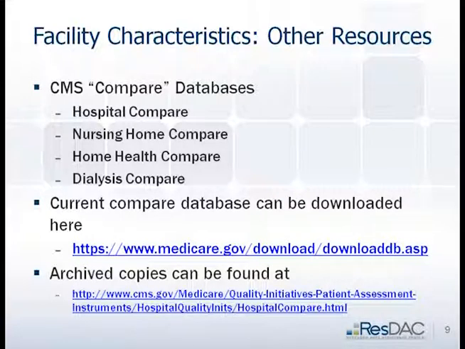Other sources for facility characteristics. The Compare databases are a nice place to download information on facility characteristics too. Hospital Compare, Nursing Home Compare, Home Health, and Dialysis are all Compare databases that you can easily download and use. I've given some links to current locations of the facility Compare databases and also a link to archived copies.